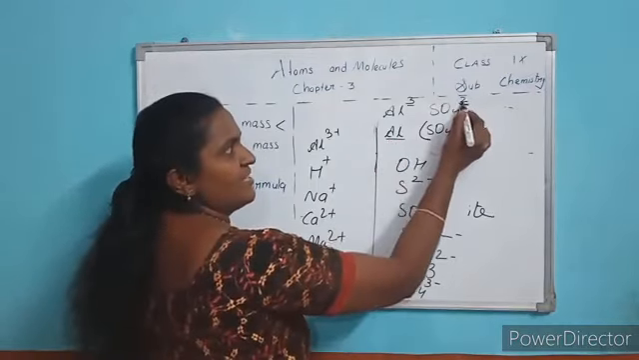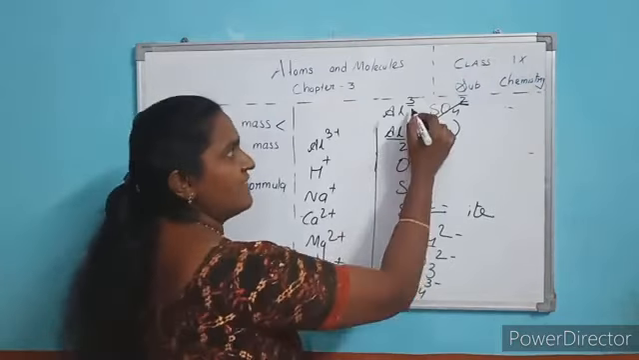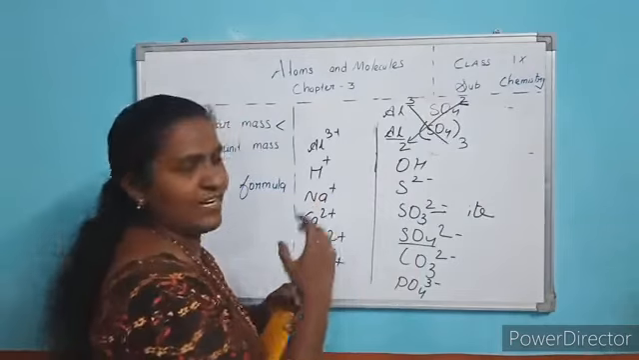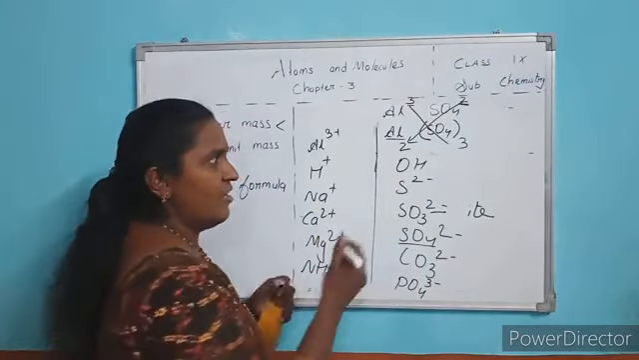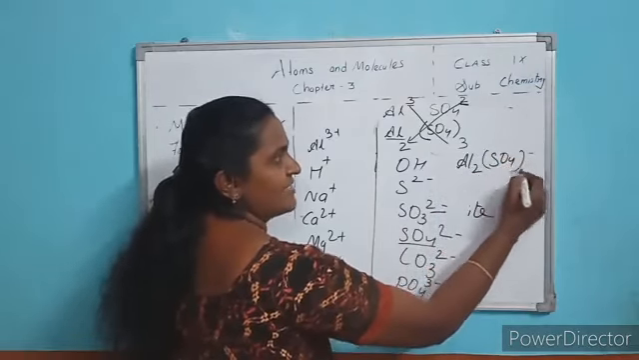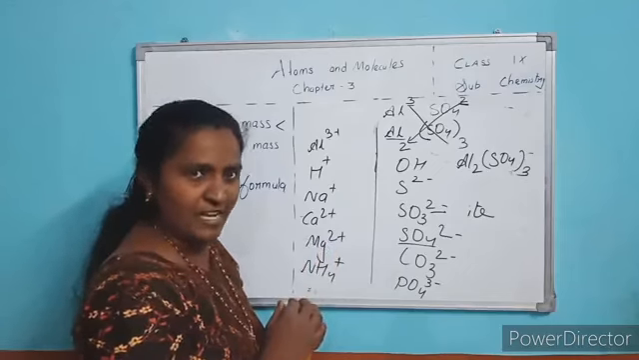Now this valency, you write this side, 2, crisscross you have to do. And this aluminum valency, you write at the sulfate place. Sulfate valency you write at the base of aluminium. Clear? Now what is the formula? Al2(SO4)3. This is the formula of aluminum sulfate.